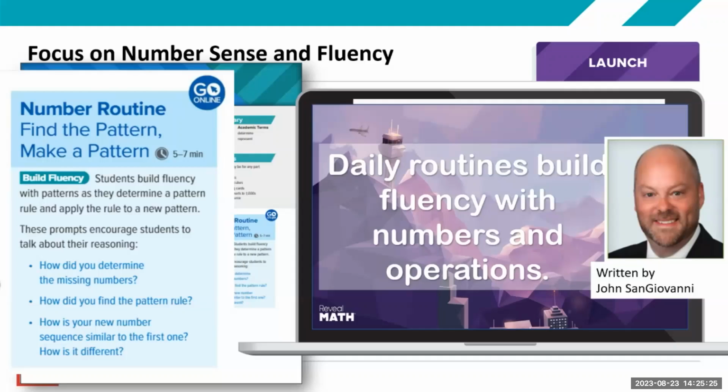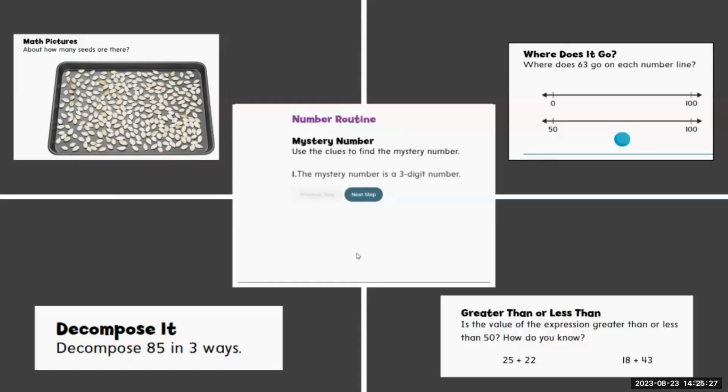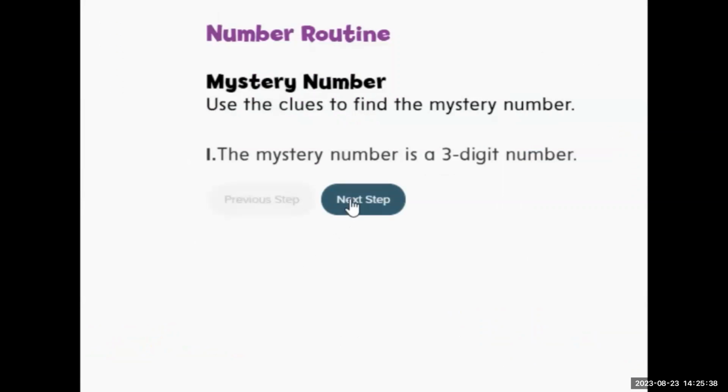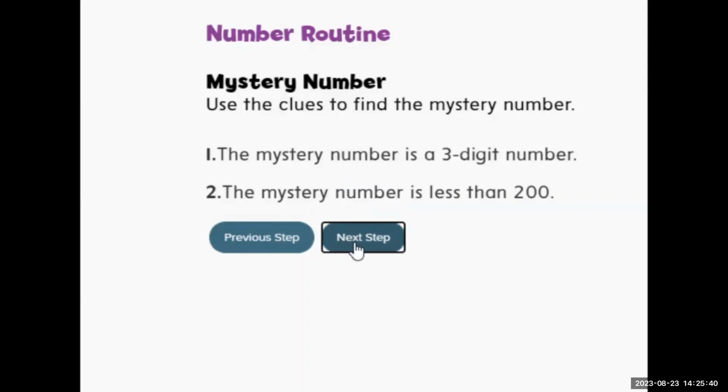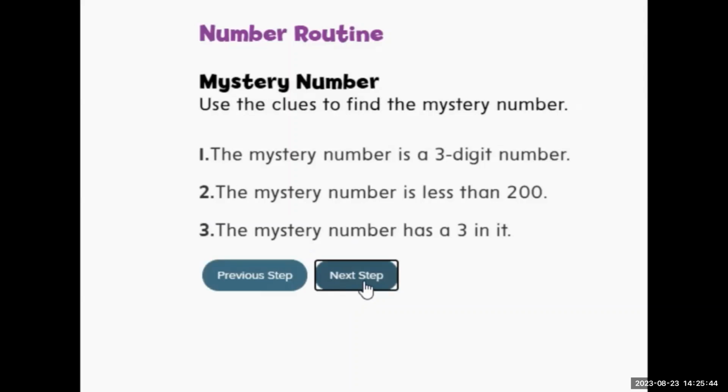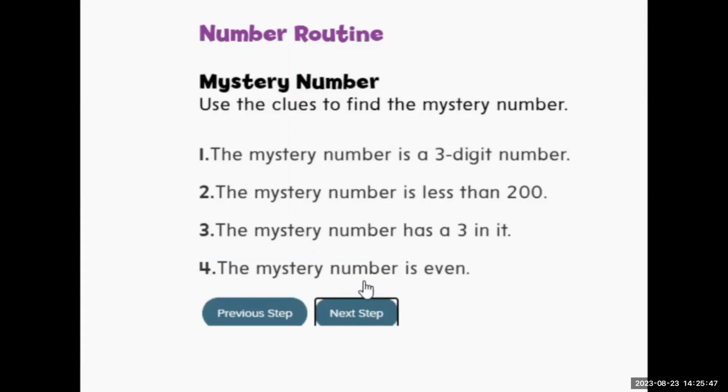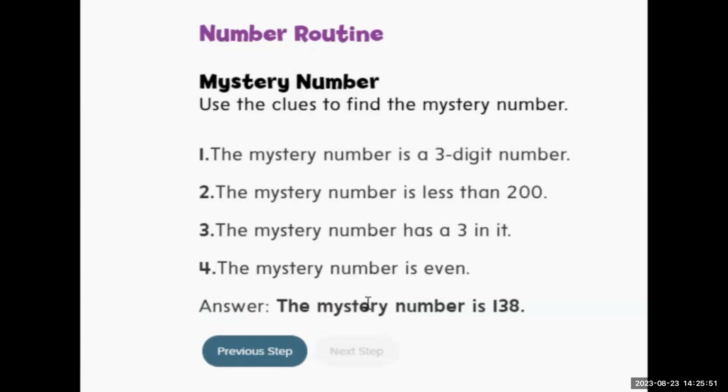As I said, there are, I believe, 11 different number routines, such as math pictures, decompose it, greater than or less than, would you rather, where does it go, the mystery number. So here's a mystery number. The mystery number is a 3-digit number. It's less than 200. The mystery number has a 3 in it. The mystery number is even. Did you guess my mystery number?